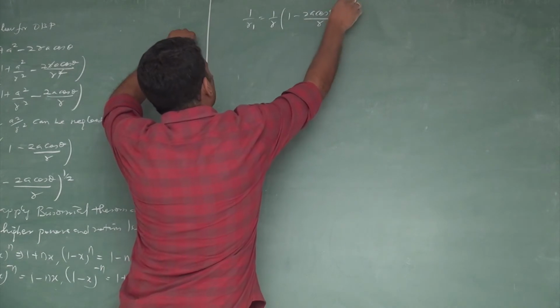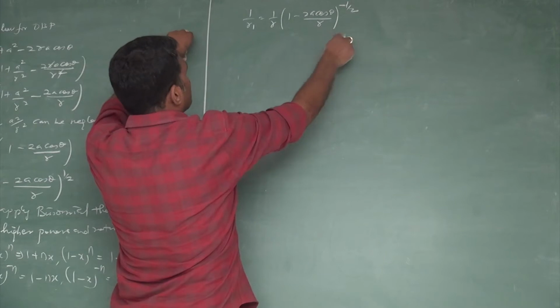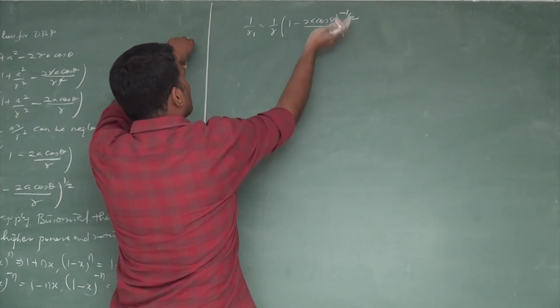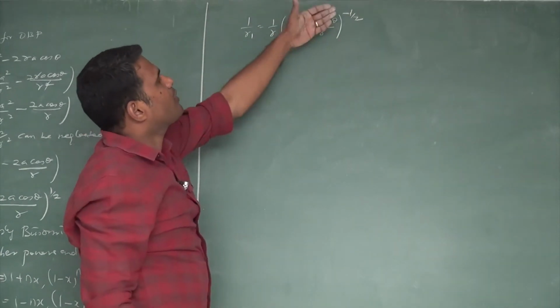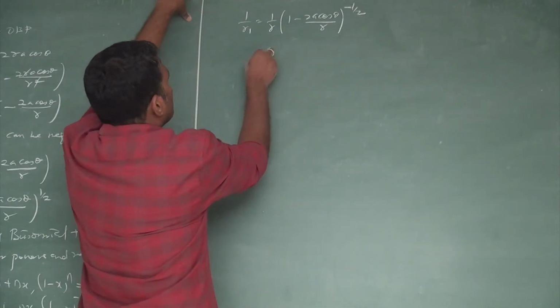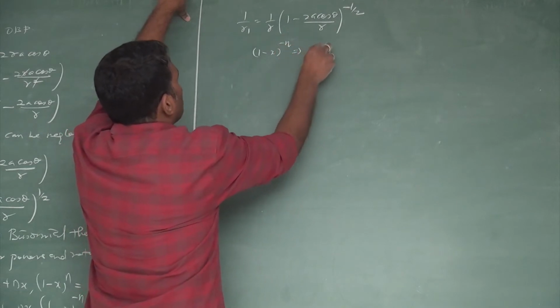I have taken the reciprocal, so I get 1 by 1 minus 2a cos theta by r, the whole power 1 by 2. If I take the root to the numerator, it becomes minus 1 by 2. Now I am applying the binomial theorem, which is of the form 1 minus x the whole power minus n, which is 1 plus nx.